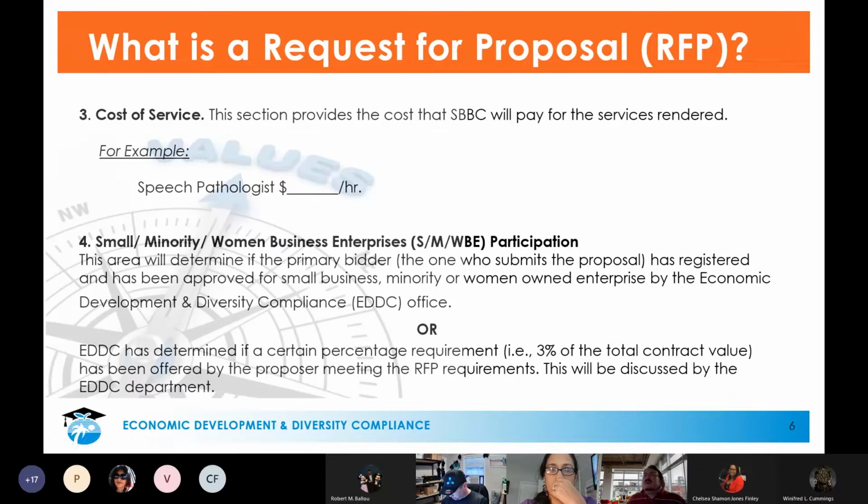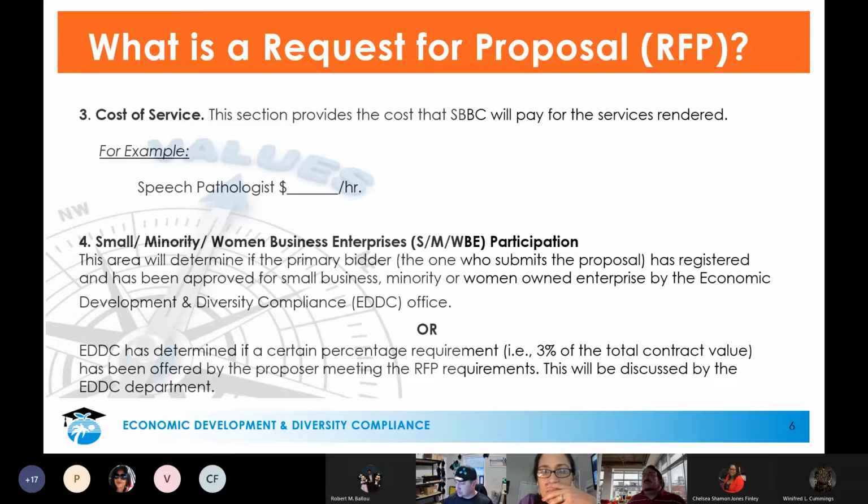Okay. Now we're going to talk about cost of service. This section provides the cost that SBBC will pay for the services rendered. And of course, this is asked within the RFP because you want to be paid.